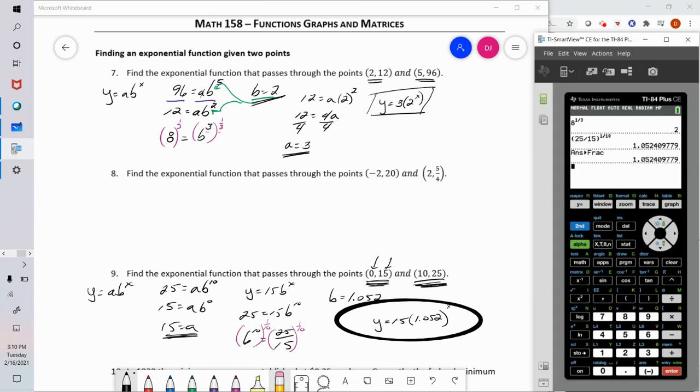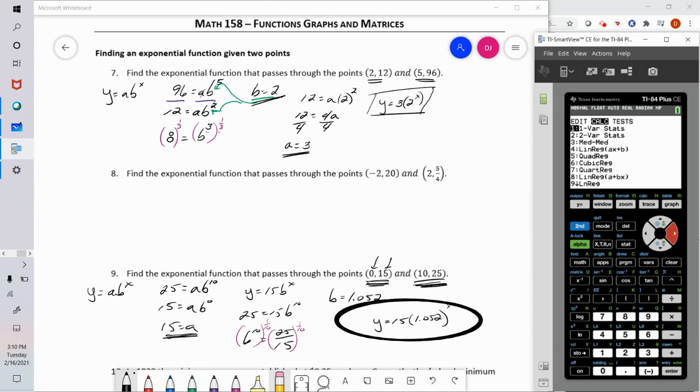Okay. So for number 8, I get into this one with fractions, and I'm thinking to myself, do I want to handle the fractions? I know you do. But here's another option that I want you to see. Stat, edit. Just like we did with linear regression and quadratic regression, I'm going to put my x values, -2 and 2, into the L1. And I'm going to put 20 and 5/4 in for my y values.